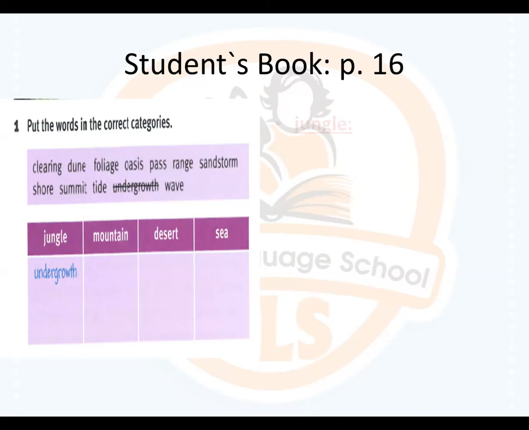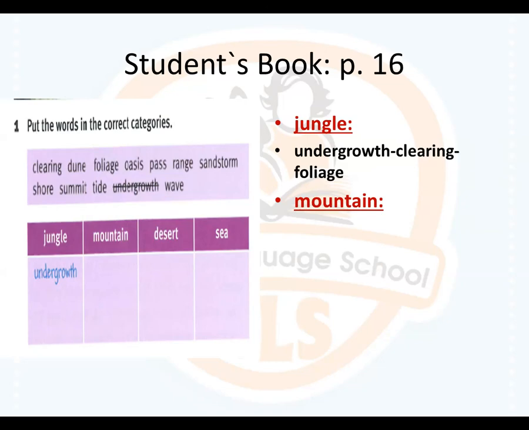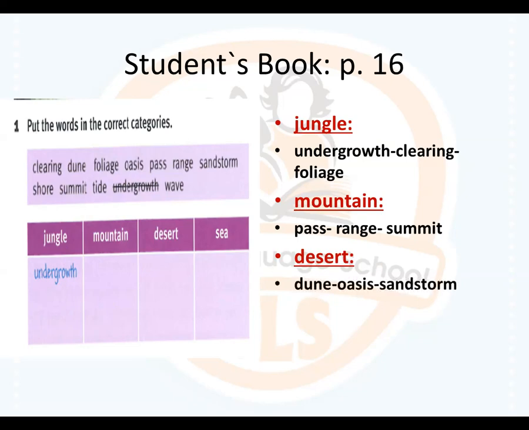According to the jungle, we have three words: undergrowth, clearing, foliage. Mountain: pass, range, summit. Desert: dune, oasis, sandstorm. Sea: shore, tide, wave.